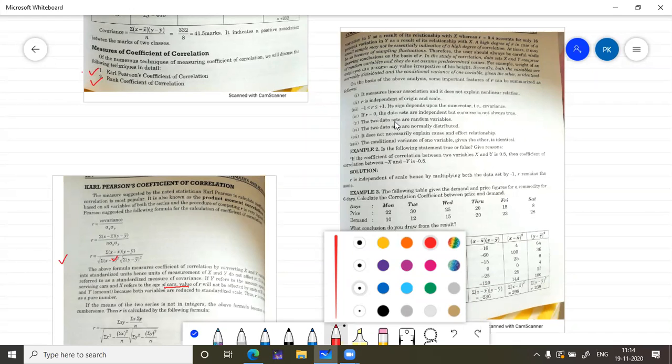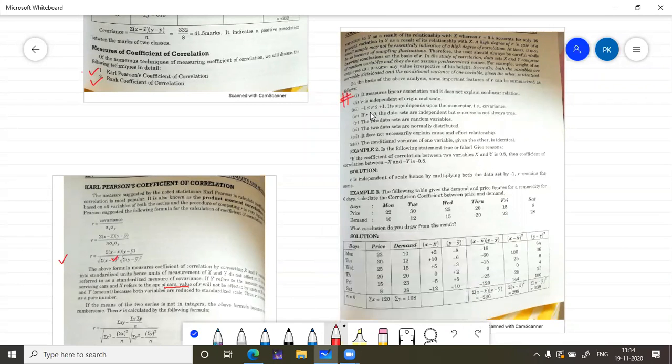This is the other property. The two data sets are random variables, the data are normally distributed, and it does not necessarily explain a cause and effect relationship. The conditional variance of one variable given the other is identical. So these are some properties of correlation.